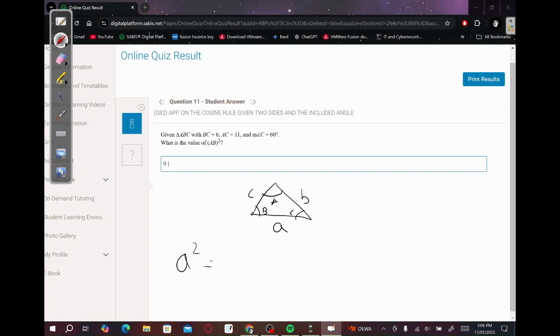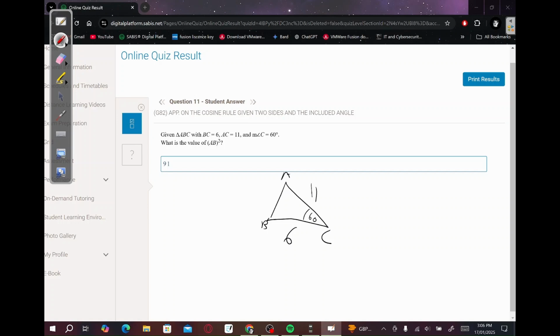a squared equals b squared plus c squared minus 2bc cosine A. Okay? This is the cosine rule. Now, we're just going to apply it. Instead of the letters, we're going to have numbers. So we're going to make a triangle. BC, so it's ABC. BC is 6, AC is 11, C is 60 degrees.